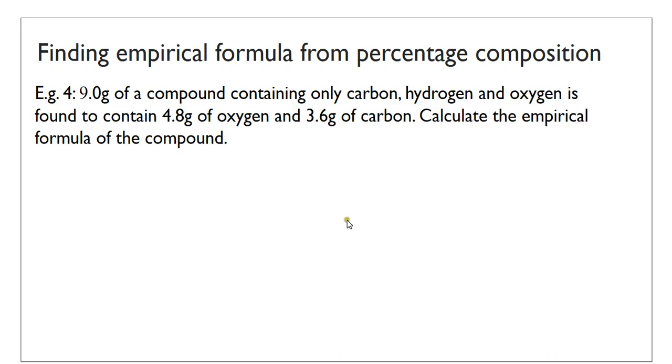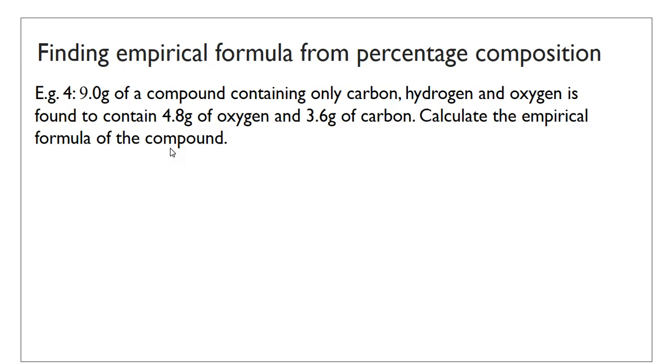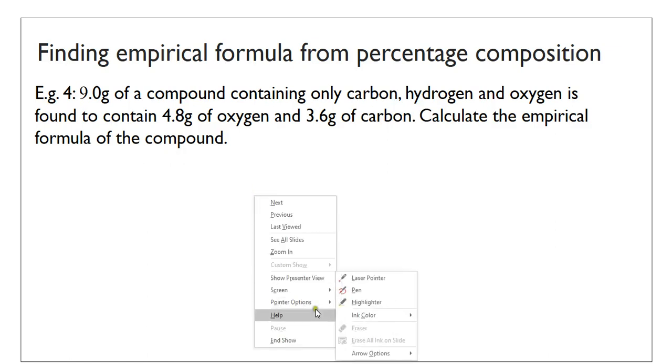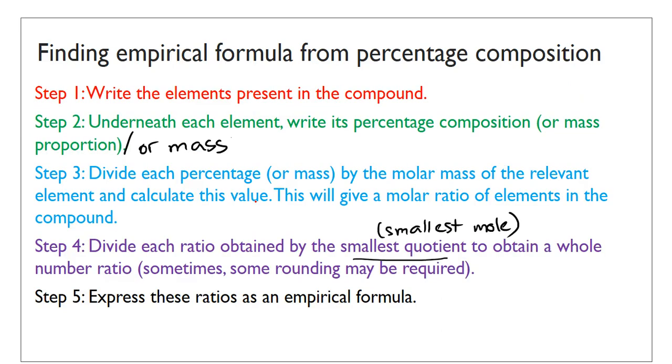All right, let's start with example 4. So if we read the question, you have 9 grams of a compound and it contains only carbon, hydrogen, and oxygen, and it's found to contain 4.8 grams of oxygen and 3.6 grams of carbon. You need to calculate the empirical formula. So you know that this is a question asking you to find the empirical formula, so you can follow these steps, which are steps for finding empirical formulas.